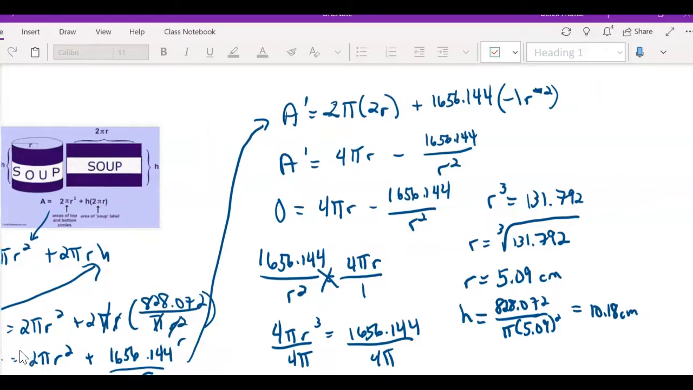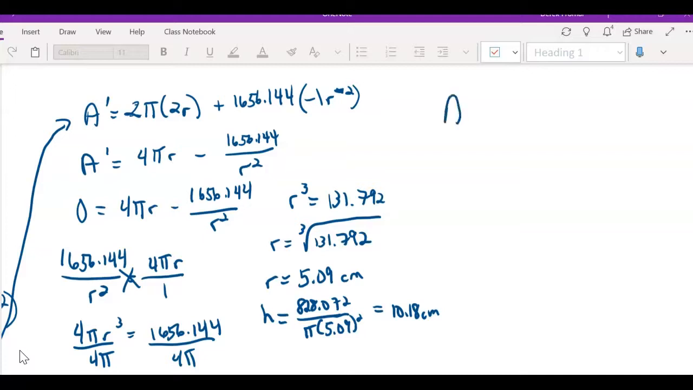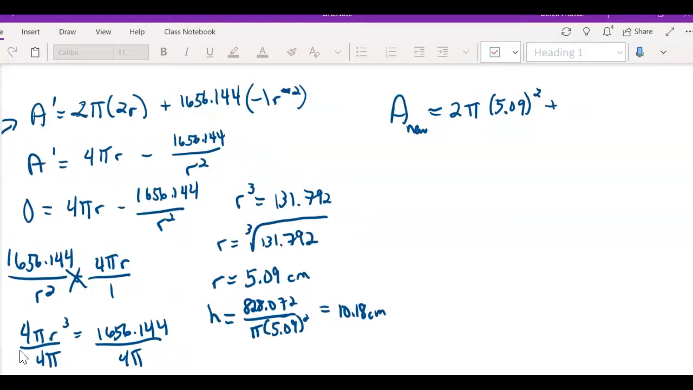So now it's the surface area. Well, the surface area of the new minimized can is going to be 2 pi times my radius squared plus 2 pi times my radius times my height. And that new surface area is 488.157 centimeters squared. That's the new.